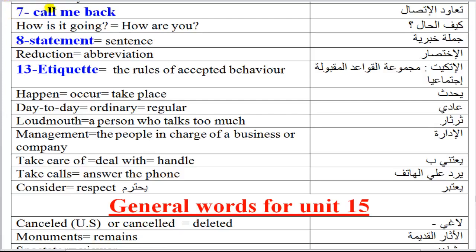7. Call me back. How's it going? How are you? Statement. Sentence. Reduction. Abbreviation. Etiquette, the rules of accepted behavior. Happen. Occur. Take place. Day to day. Ordinary. Regular. Ordinary, American. British, ordinary.